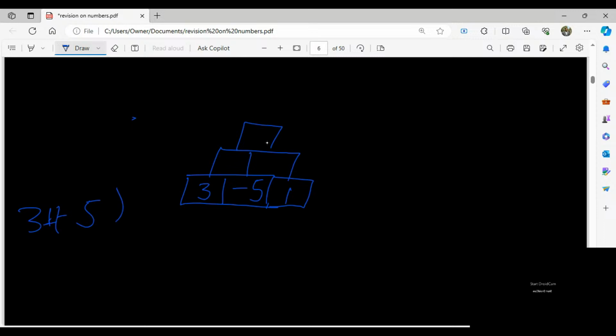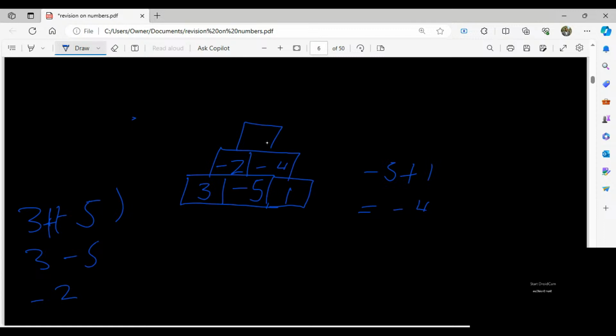Like we said, if we add a negative number, it will be the same as saying 3 minus 5. So 3 minus 5 will give us minus 2. So we're going to write our minus 2 here. And then for this next number on top of these two numbers, minus 5 plus 1. If we draw a number line, we just move one place to the right, and this would give us minus 4. So our minus 4 comes here.